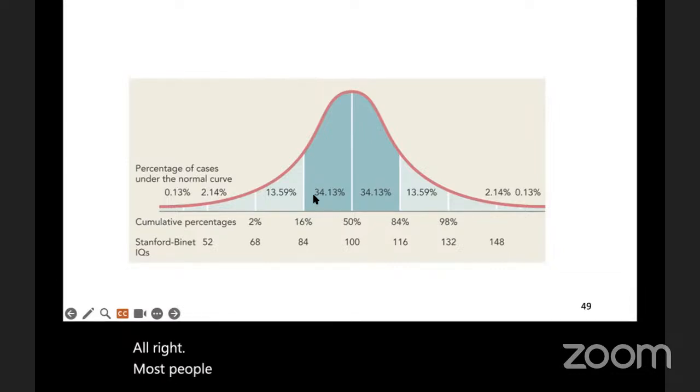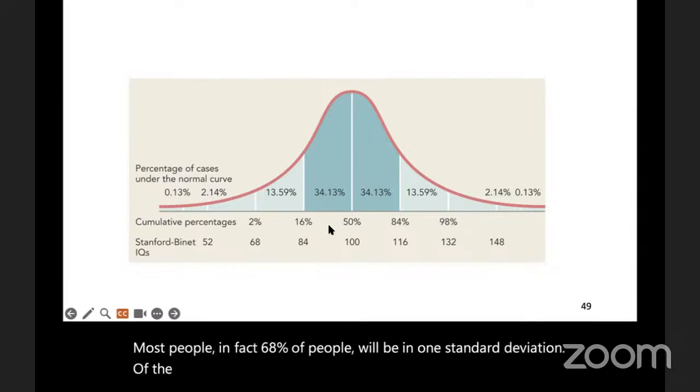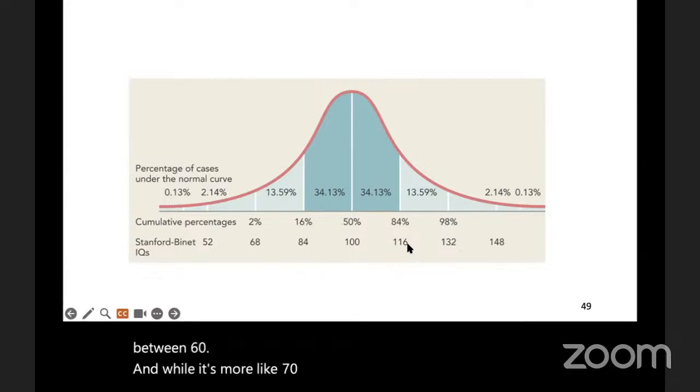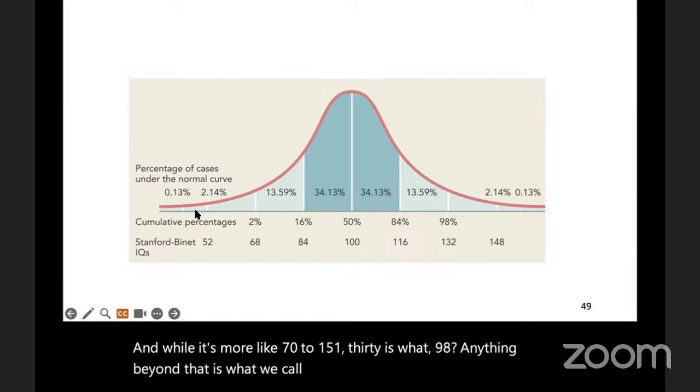Most people, in fact, 68% of people will be within one standard deviation of the mean of 100. So most everyone scores between 85 and 115. And then 98% of the population scores within the second deviation, between 70 and 130. Anything beyond that is what we call outliers. They're within the 2% mark, okay?